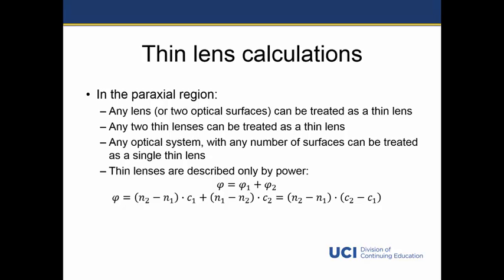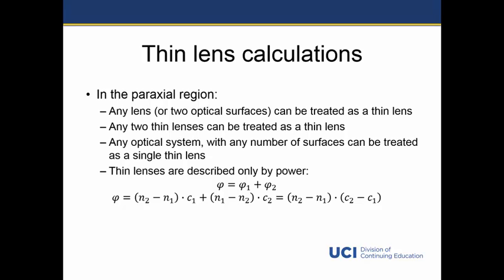So effectively, any optical system with any number of surfaces can fundamentally be treated for first order calculations as a single thin lens, and a thin lens is simply described by the power. The power of a component is simply the sum of the two surface powers. So the power of this thin lens is simply the sum of these two powers that were calculated applying this calculation to each of the previous optical components.